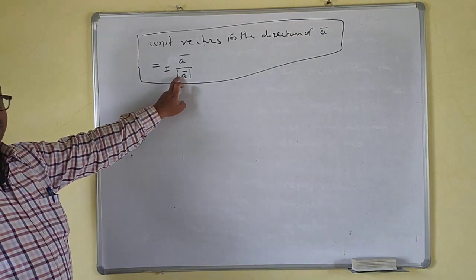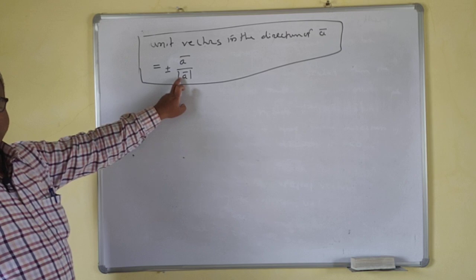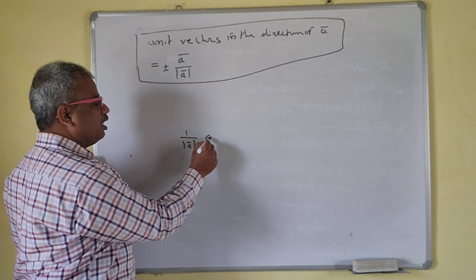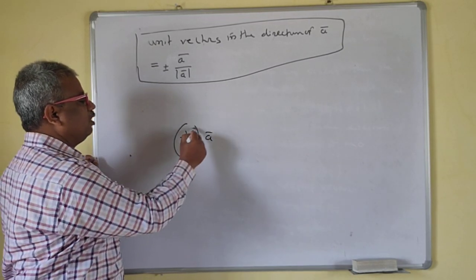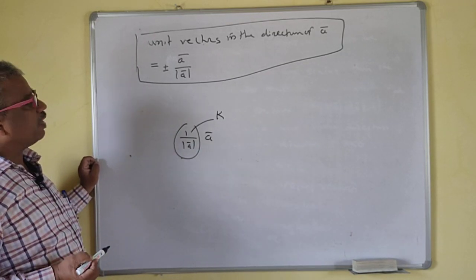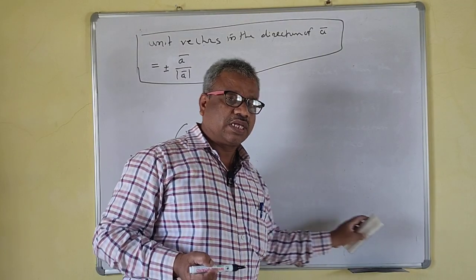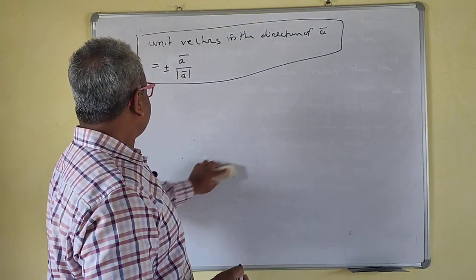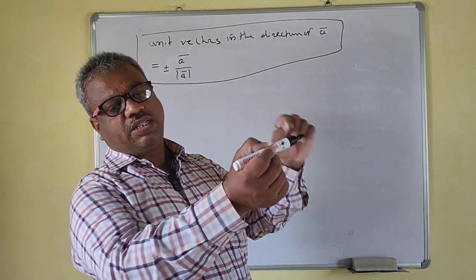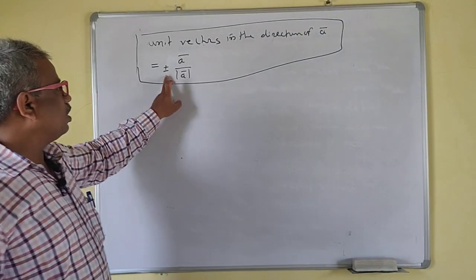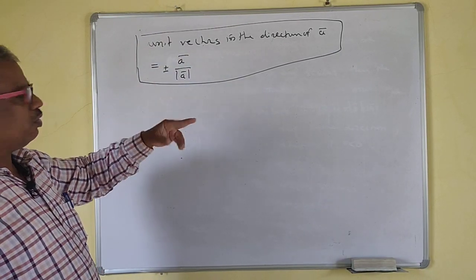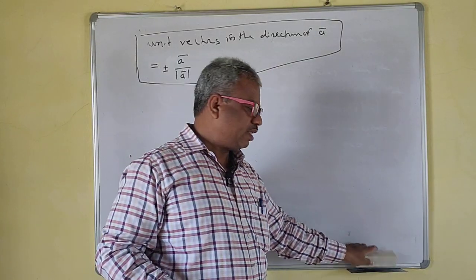This is a scalar multiple of a vector. Note that plus or minus 1 upon magnitude is the scalar quantity, that is 1 upon mod of a bar. It is multiplied by a bar. This is your k, and this is k a bar, right? That means it is an application of a scalar multiple of a vector. So if you are given any vector and want to find a unit vector in the direction of that vector, you may take the plus sign or the minus sign; plus or minus gives the two vectors. If you want only one vector, then take only the plus sign.